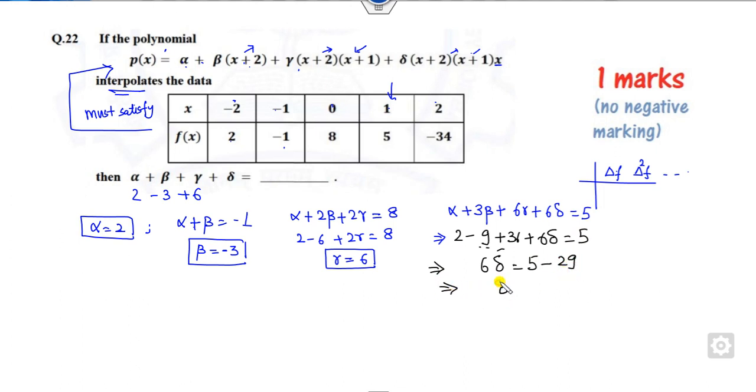So what is the value of delta from here? This is nothing but minus 4. So you can substitute minus 4 here. What is the answer? This is plus 2, this is minus 1. So the right answer is plus 1.